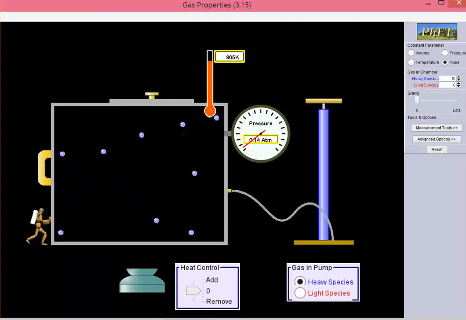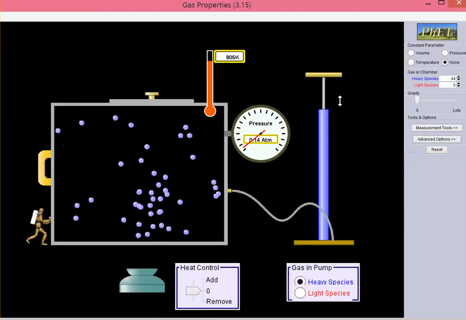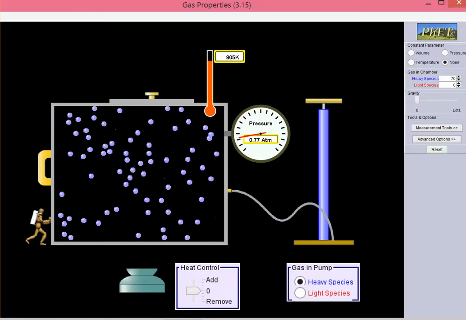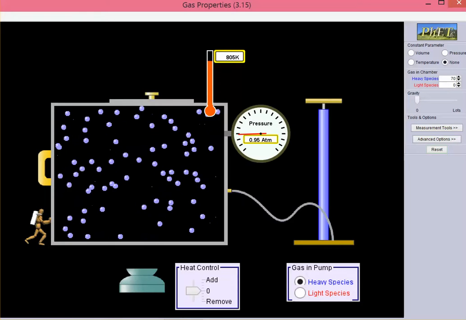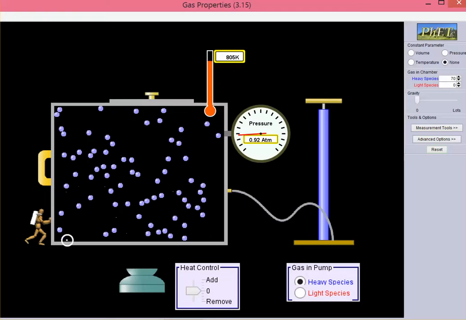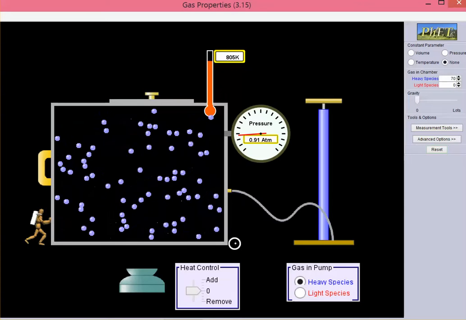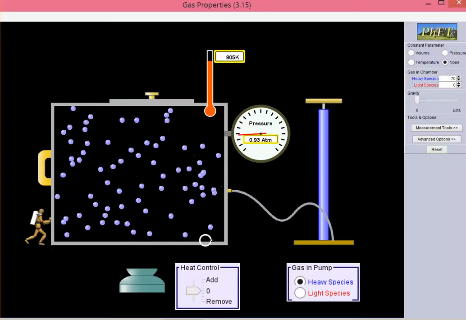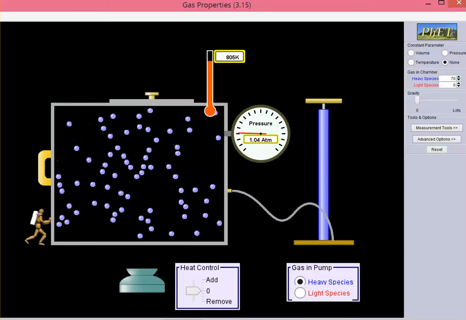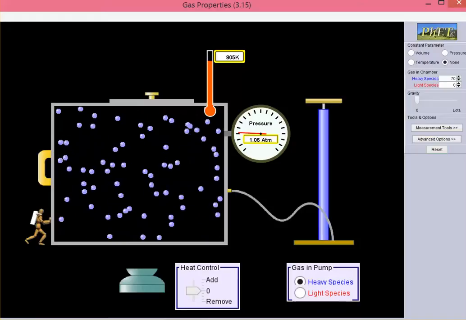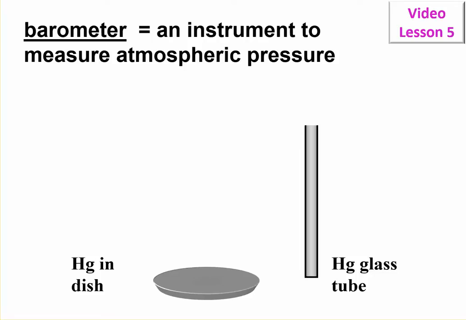Okay, so if we add particles, what's going to happen to the pressure? Let those randomize a little bit, and then of course the pressure is going up because look at the bottom edge and how often it's being hit now. It's being hit much more often, so the pressure is higher, and we can see that on our gauge. Pressure is caused by colliding particles.